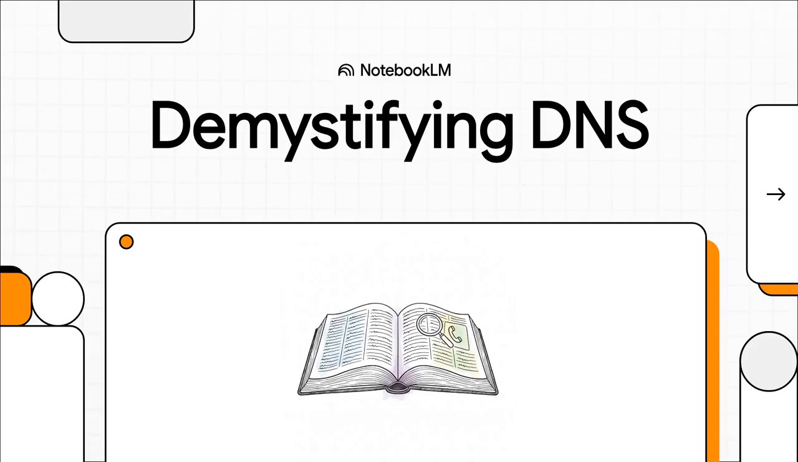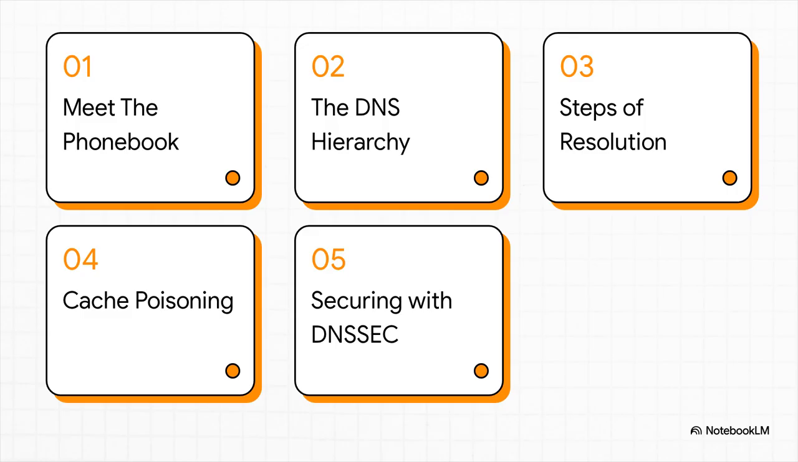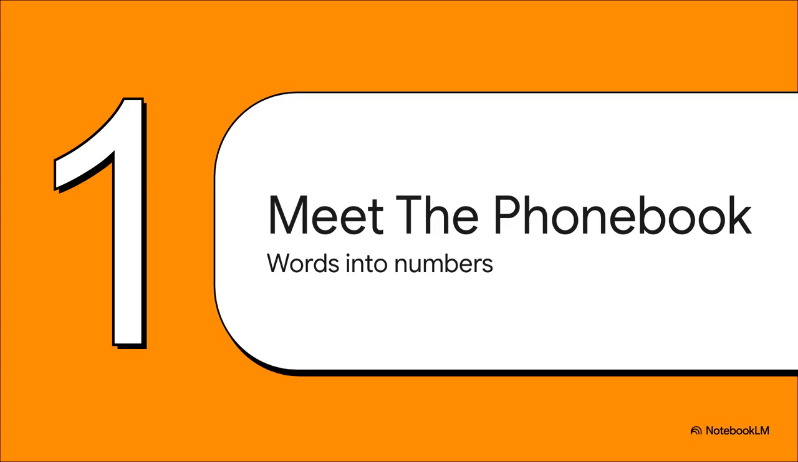Think of it as the internet's invisible phone book. It's operating entirely behind the scenes to make our entire digital lives possible. Okay, let's dive into this. We're going to meet the internet's phone book, break down the DNS hierarchy, trace the exact steps of a DNS resolution, explore the very real threat of cache poisoning, and then see exactly how the system fights back using DNSSEC. Let's start with Section 1.